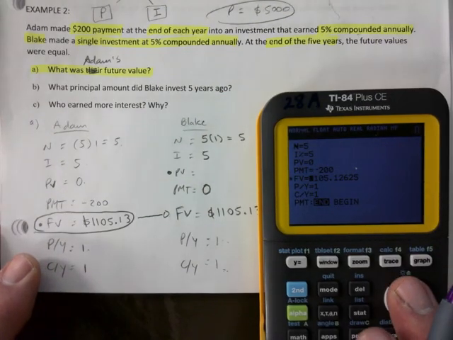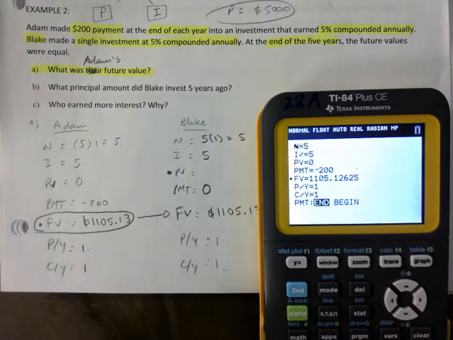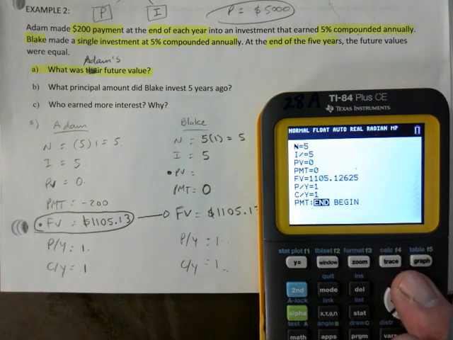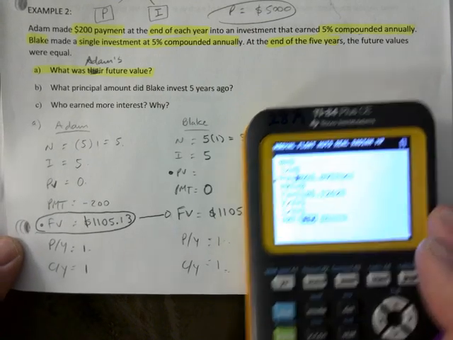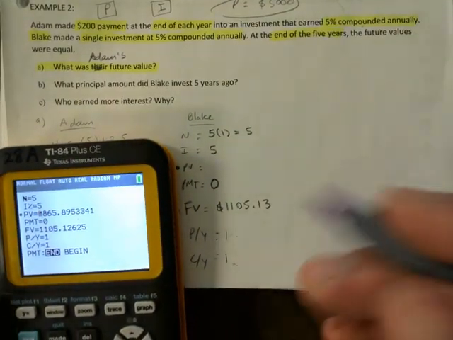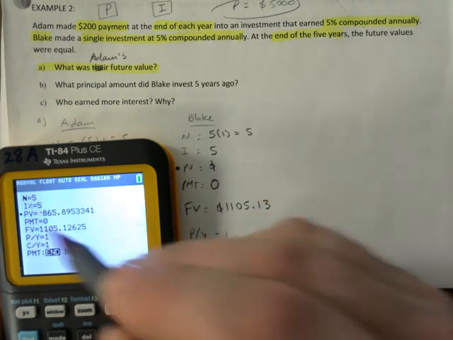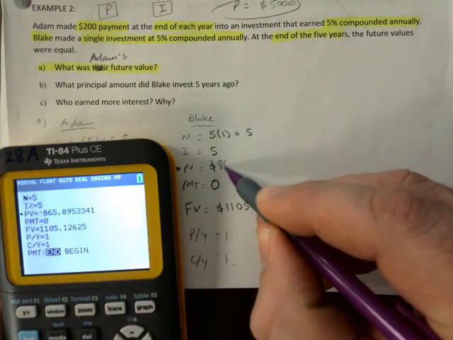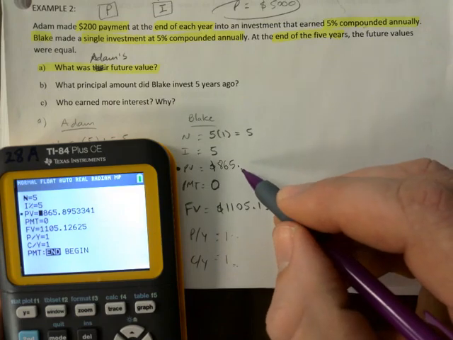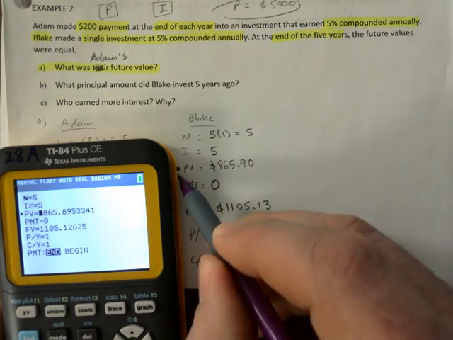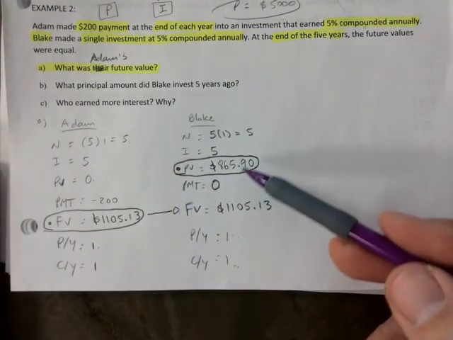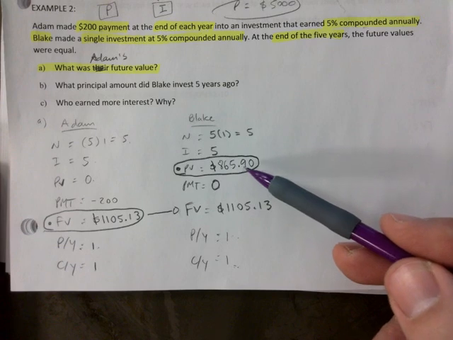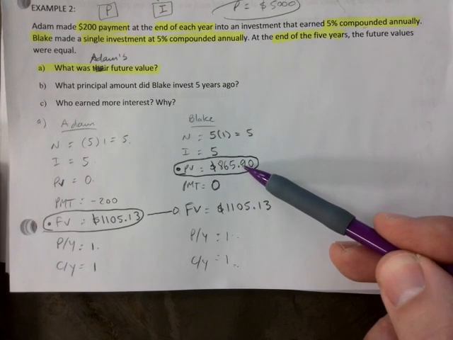So I can actually get rid of the payment and just go to present value. Alpha. So it's negative 865. Does it make sense for it to be negative? Yes, it does, because you're depositing that. So that shouldn't throw you off. So Blake, to get that same final amount, would need to deposit this much and just let it sit there.